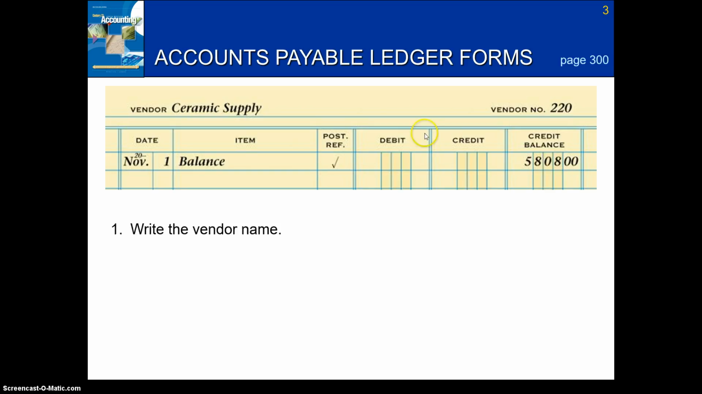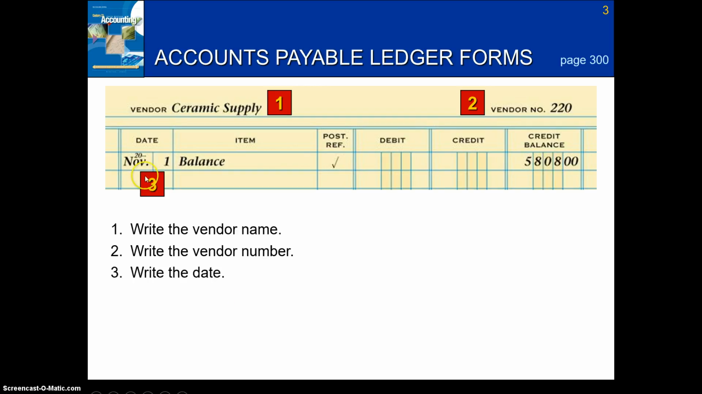Okay, so the first thing you're going to do if you are creating or opening a ledger, because it's going to have you open a ledger in your assignment, you're going to write the vendor name. It goes right up here. Next, you're going to put in the vendor number, just like we did in the general ledgers. Vendors should be organized alphabetically, so make sure you put them in alphabetical order. Third thing we're going to do is write the date.